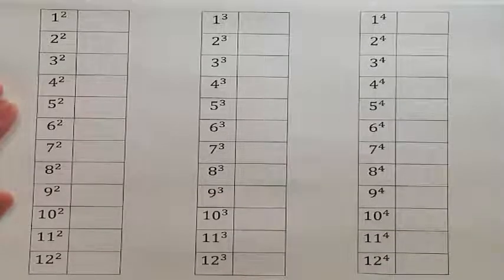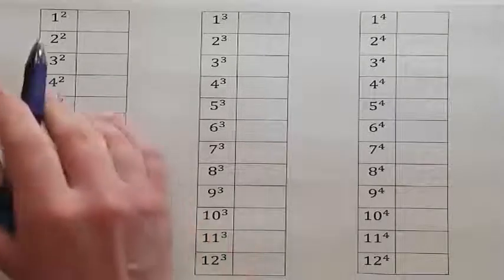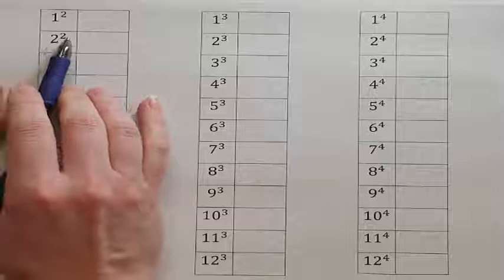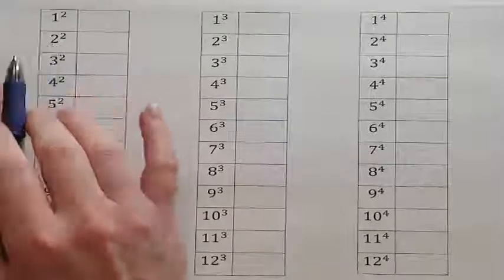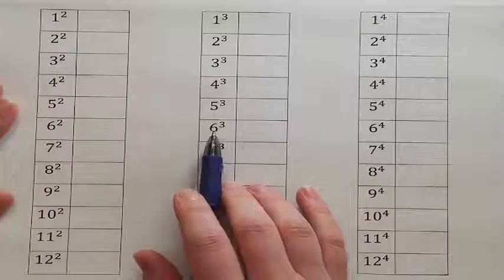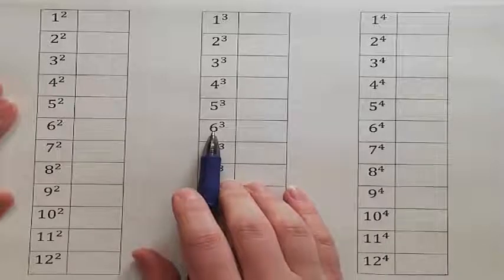So what I would do is quickly fill it out using a calculator. Now there is a long way and then there's a short way to try and do this on your calculator. You could just do 2 to the second power, is 2 times 2. Or 6 to the third power is 6 times 6 times 6. So you could type it in the long way.